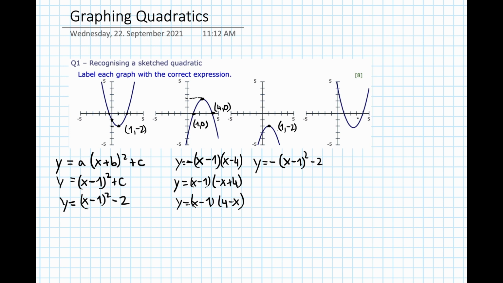And now for the last one, we'll use these points, intersection again. But now y is equal to x minus 1 times, because here 1 and 0, and 4 and 0, so x minus 4 for the second one. And those are your final answers.